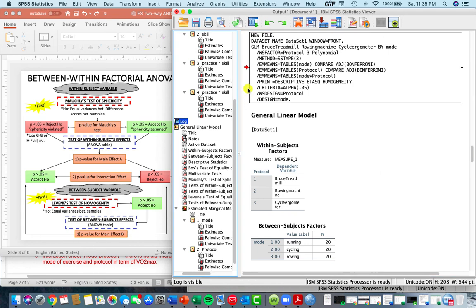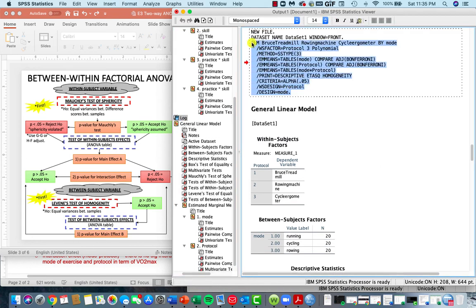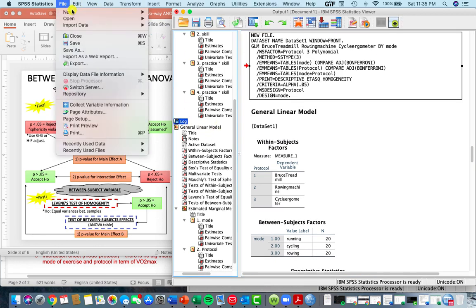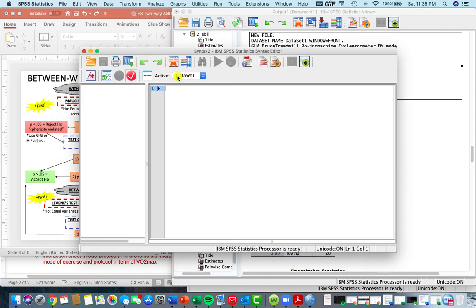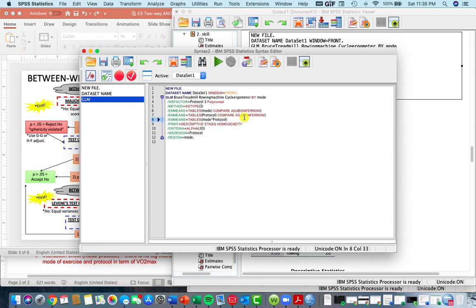So that tells us, go back to the log. We're going to copy the syntax. We need to generate a new syntax. It's going to be matched with dataset number 1, but we basically are going to do the exact same process we did before. So we're going to compare, let's do mode first, ADJ, Bonferroni, right? Basically copy and paste. Change mode to protocol.